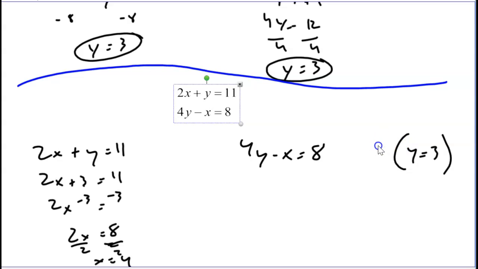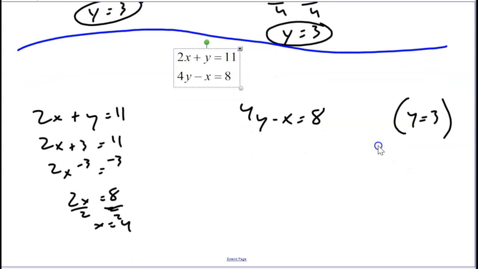Let's come on over here. I'm going to give myself a little bit more room. So 4 times 3, substituting in that 3 for y, minus x equals 8, and so 12 minus x equals 8.